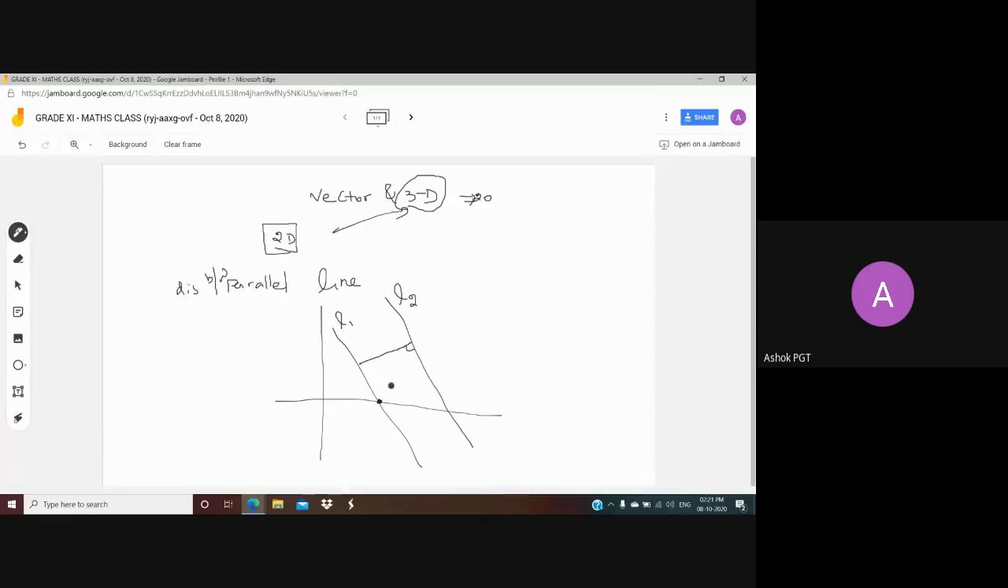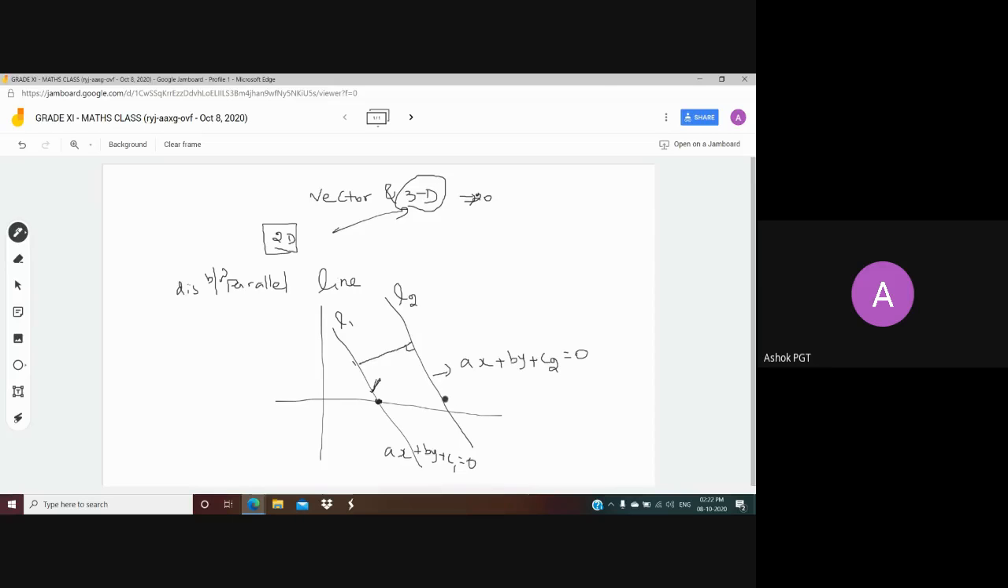Thanks for the response. In order to find out the distance between two parallel lines, we will take a point on any one of the lines. For example, I am considering L1, in which I calculate any point's coordinates. If this is ax plus by plus c1 equal to 0, the equation of the straight line, then since parallel lines have equal slope, the other line is ax plus by plus c2 equal to 0.